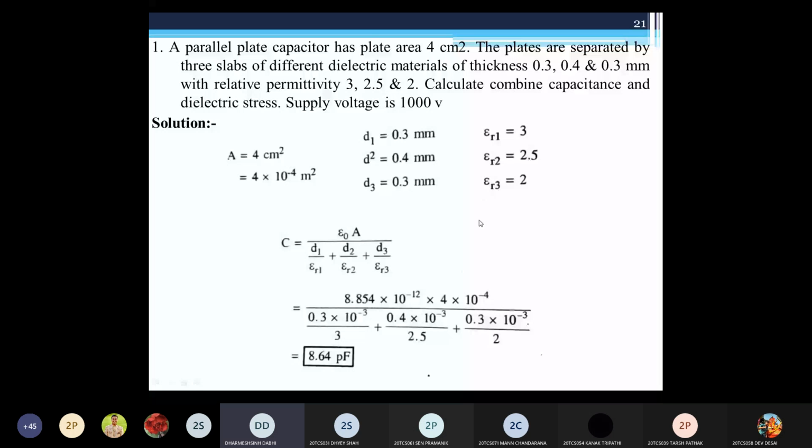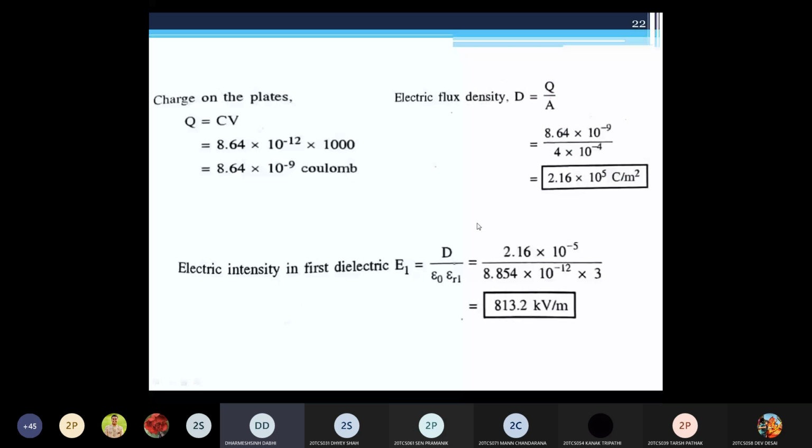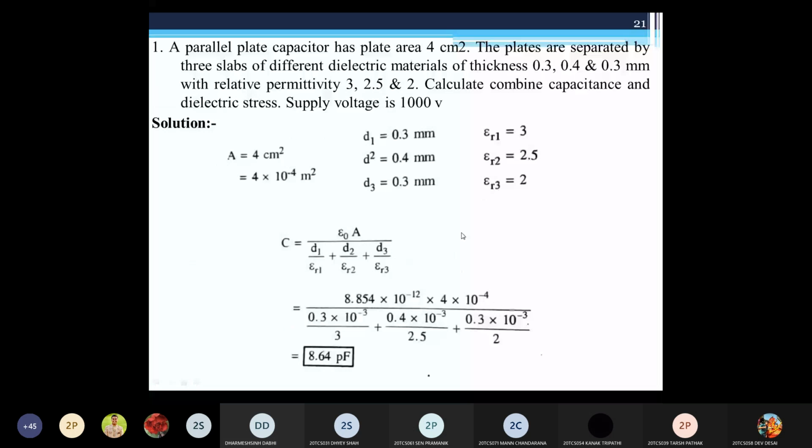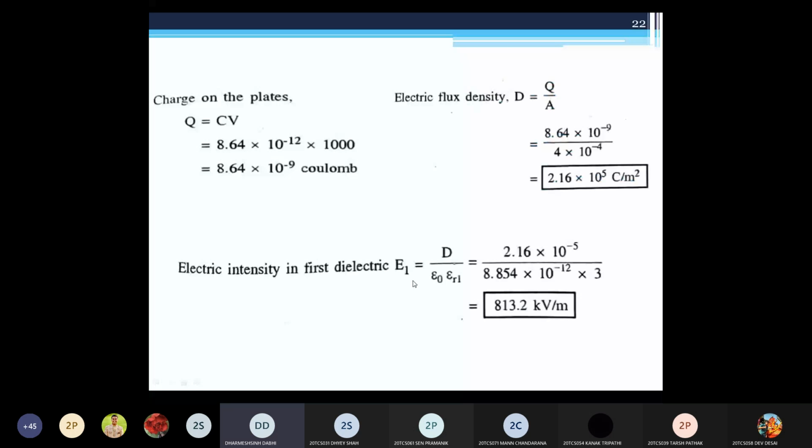But in the last lecture, we calculated only E1. The rest, E2 and E3, I gave you for homework. I hope all of you have calculated this, electric field intensity E2 and E3. E2 is nothing but D upon epsilon 0 into epsilon R2. Epsilon R2 is already given in this example, 2.5. Epsilon R3, D2 and D3 are already given. So you can easily calculate E1, E2 and E3. Do all of you understand this example? Is there any doubt? When you get out, check example number one more time.